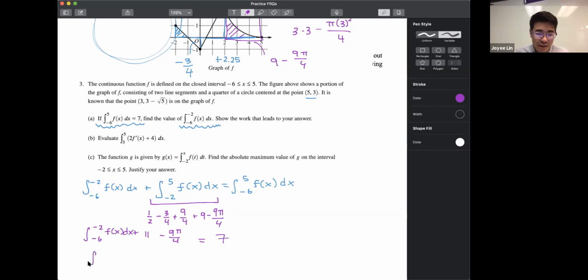So then if we solve by isolating, the integral from -6 to -2 of f of x dx is equal to 7 minus 11, which is -4, and then add the 9 pi over 4.